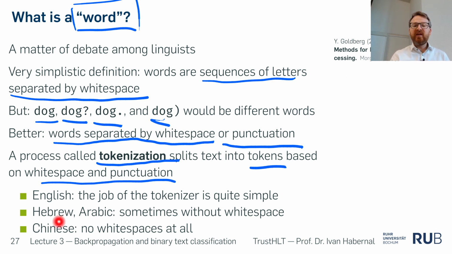Sometimes some languages, I don't speak any Hebrew or Arabic, but that's what I read in the book, sometimes they don't have white spaces, and I'm almost pretty sure that Chinese has no white spaces at all. So if you are a speaker of any of those written languages, then you will understand the difficulties of saying, oh yeah, just split on white space and punctuation.